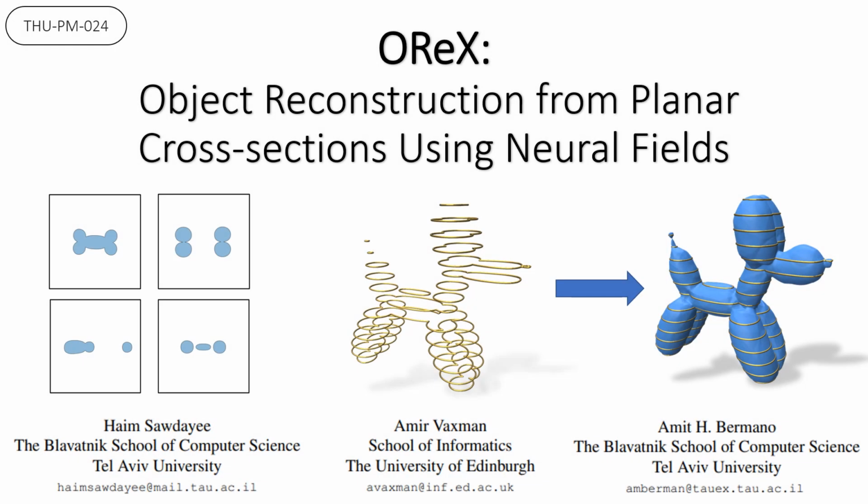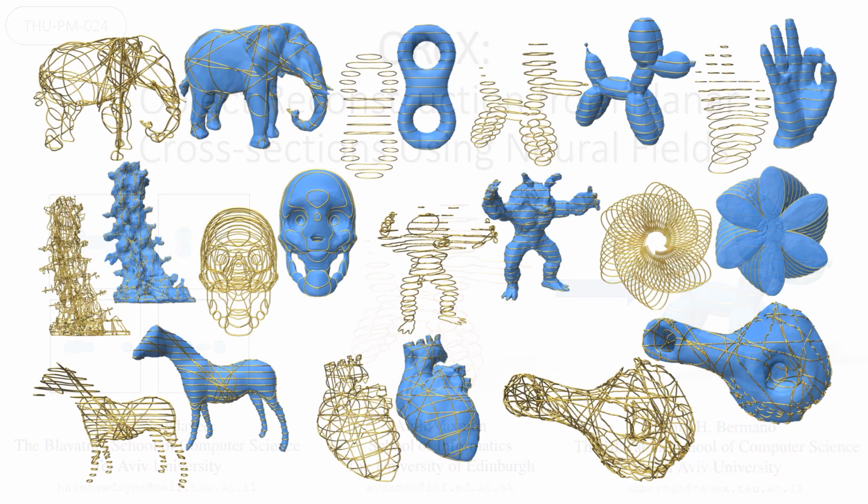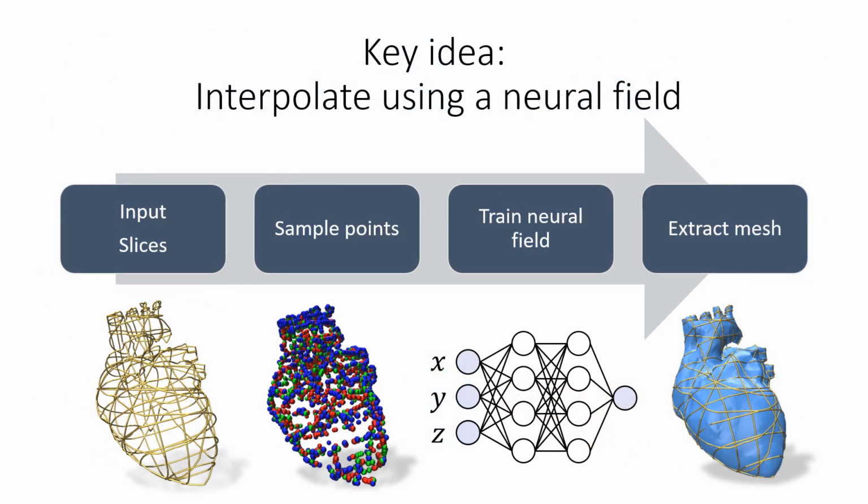We present OReX. In this paper, we use neural fields to reconstruct 3D objects from sparse collections of 2D slices. Our method is able to produce quality meshes with high-frequency details on a variety of modalities and slice orientations. Our key idea is to use a neural field to interpolate between the input slices.